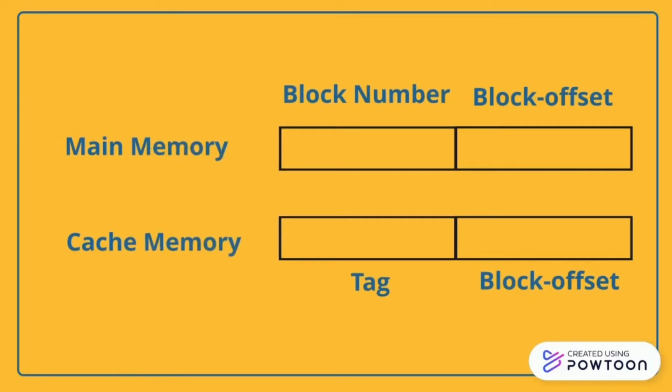Since the block offset represents the block size, 4 words of block can be represented through 2 bits. Since the block number represents the block in the main memory, there are a total of 32 blocks in the main memory. 5 bits would be required here to represent 32 blocks. We do not need to divide the block number into line numbers and tags.